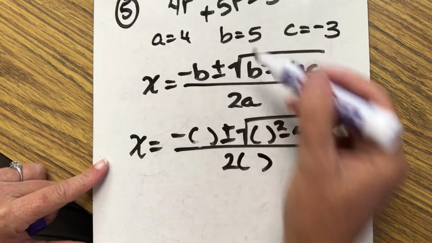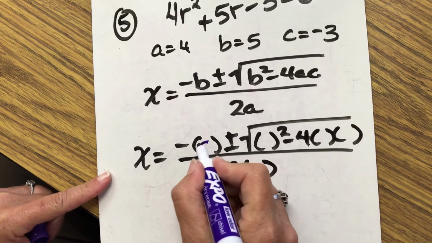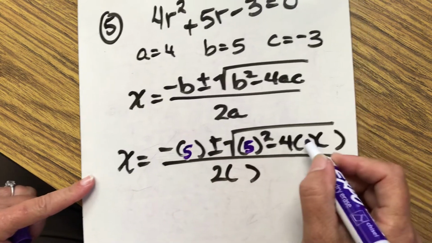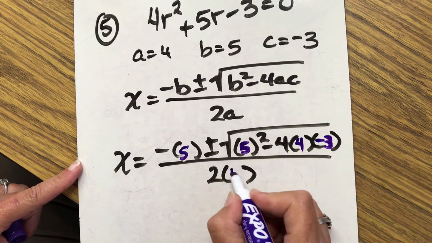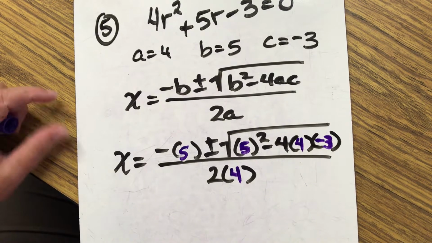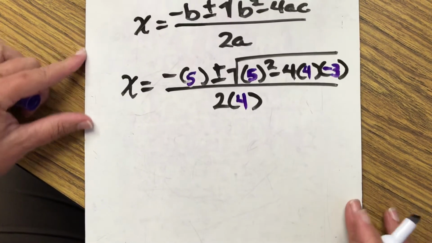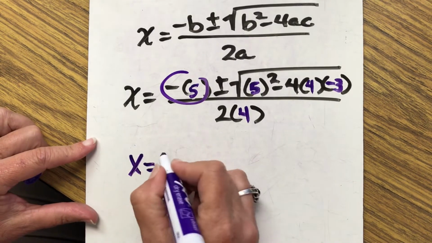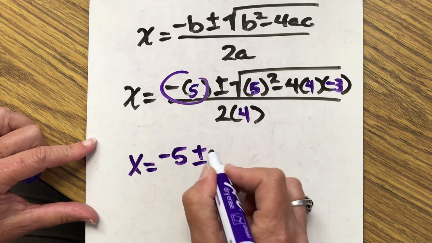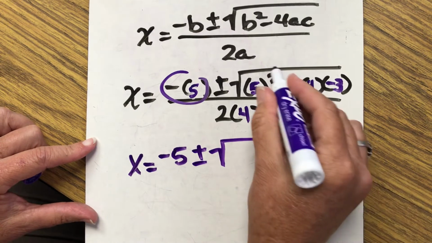So this is where B goes. B, that's where B goes, and we know that B is 5. We know this is A, which is 4. This is -3, and that is A as well. So let's clean this up and see how it goes. So this is -5. Can't really change that. -5 plus or minus the square root.